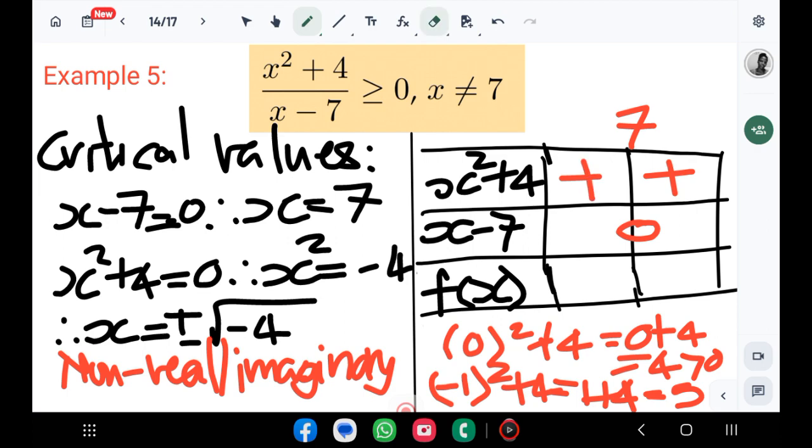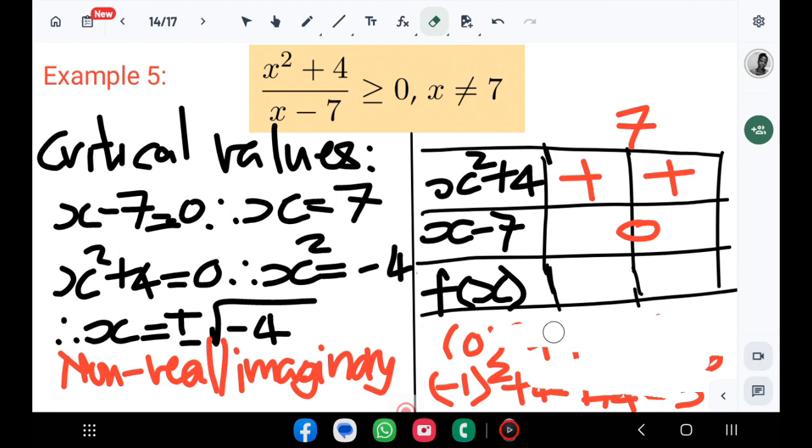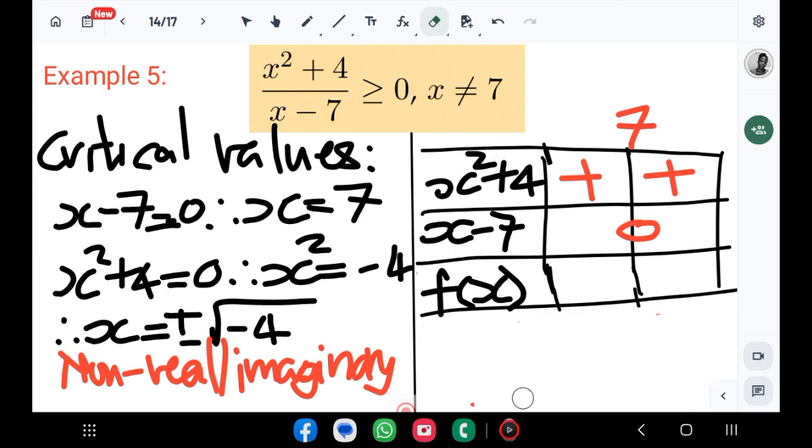Now let's look at the signs of x minus 7. x minus 7 is 0 at 7 and positive at anything to the right of 7, bigger than 7. 8 minus 7, for example, equals 1, so that makes it positive to the right. To the left, anything less than 7: 6 minus 7 is negative 1, so that makes it negative. Now the function f of x is x squared plus 4 over x minus 7. x squared plus 4 is positive, and to the right of 7, x minus 7 is positive. So we have positive over positive, and that makes it positive.